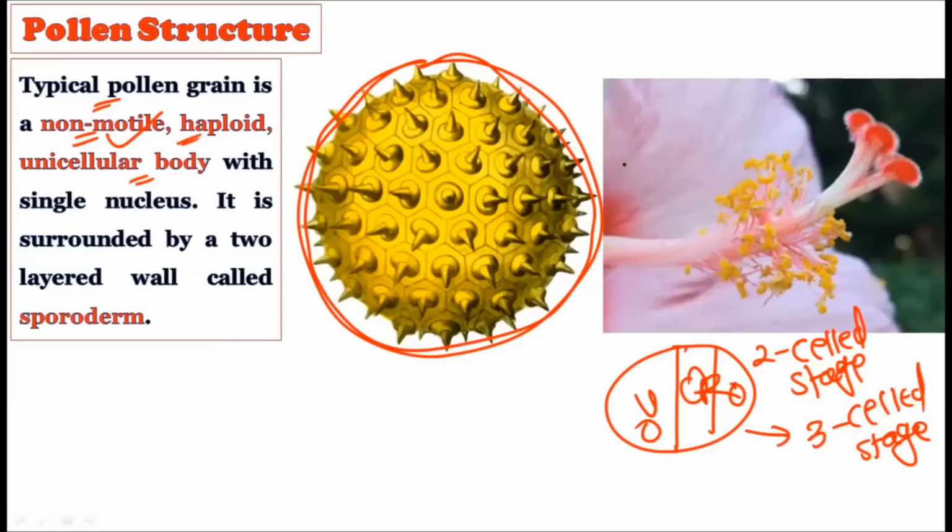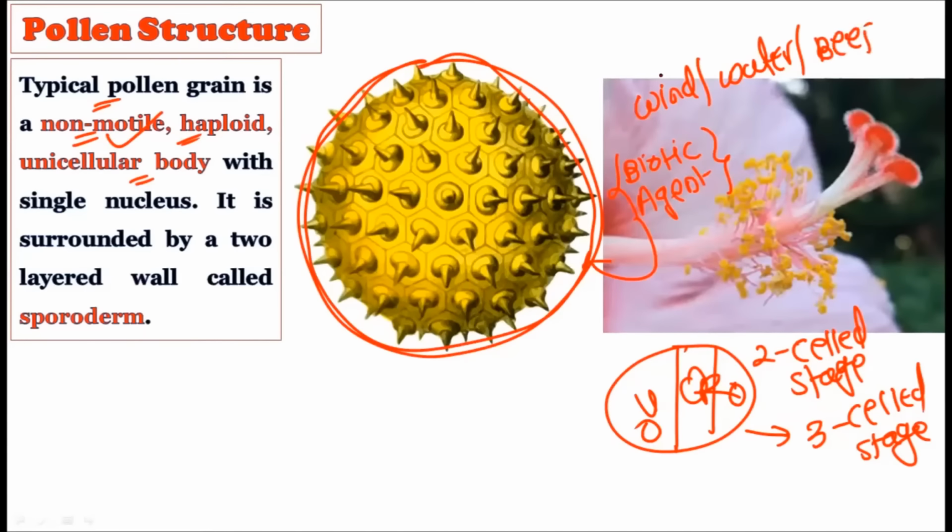Some biotic or abiotic agent has to take this pollen grain from the anther to the stigma. That is, the wind can be used, water can be used, or honey bees can be used. These abiotic or biotic factors can be used to transfer the pollen grains from the anther to the stigma. But one thing is sure, they are non-motile in nature. They cannot move on their own, with only a single nucleus.